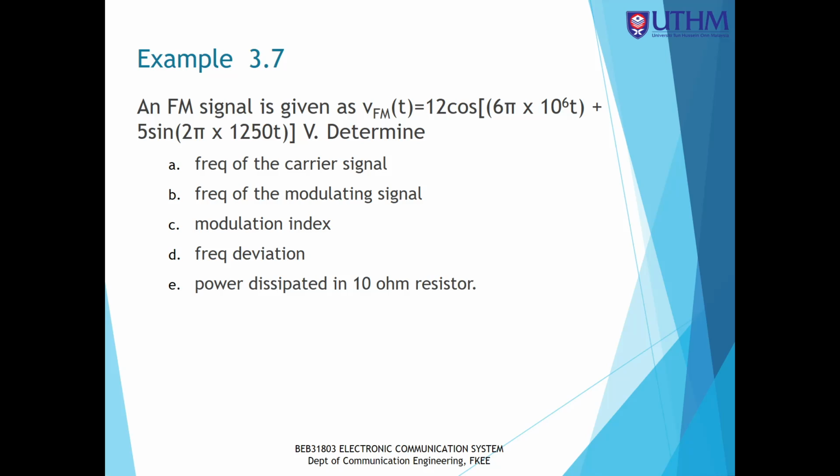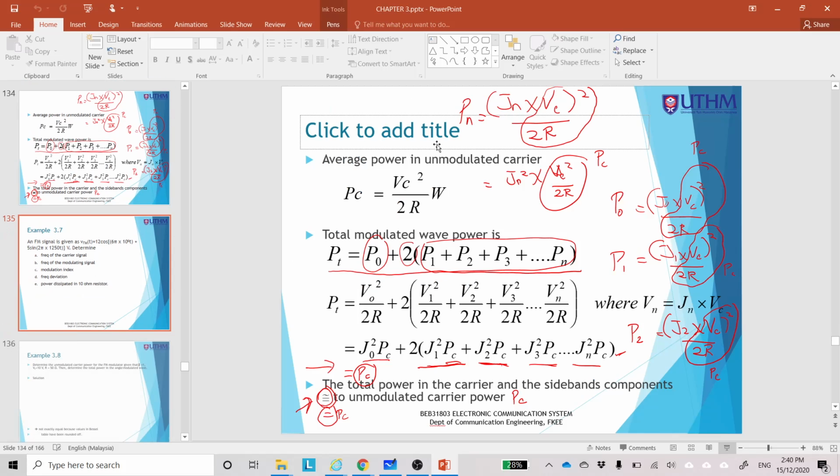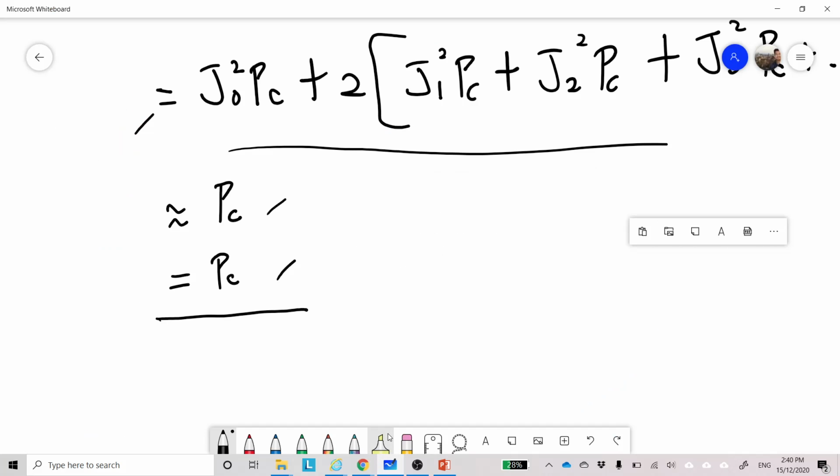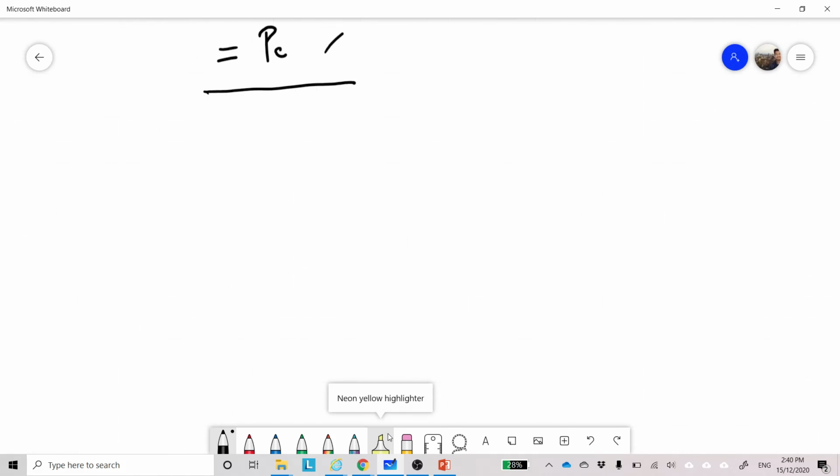Okay, so 3.7, an FM signal is given as VFM, this one. So you diberikan parameter ini. So daripada parameter ini you dah boleh tentukan beberapa modulation parameter yang lain. Okay, so saya tunjuk yang ni lah kat sini. So I will show you here example 3.7.